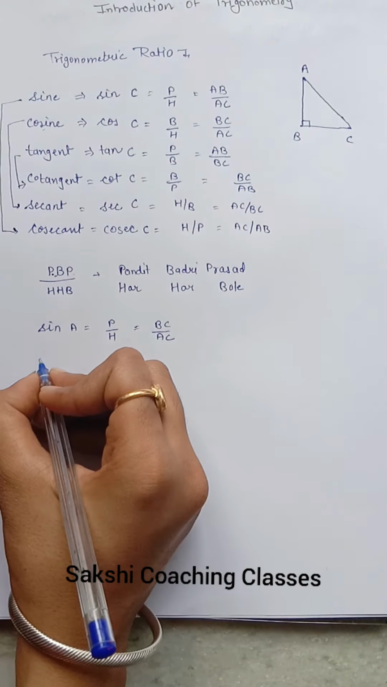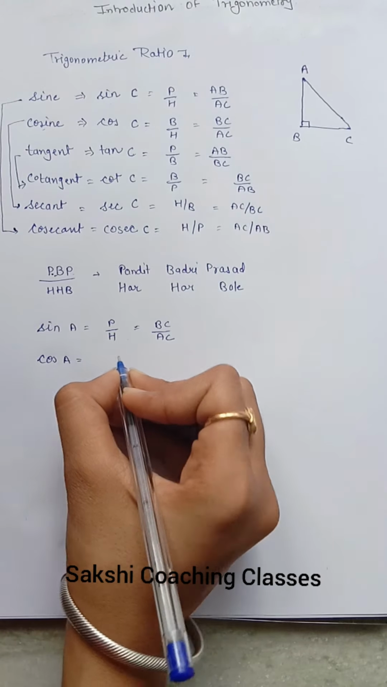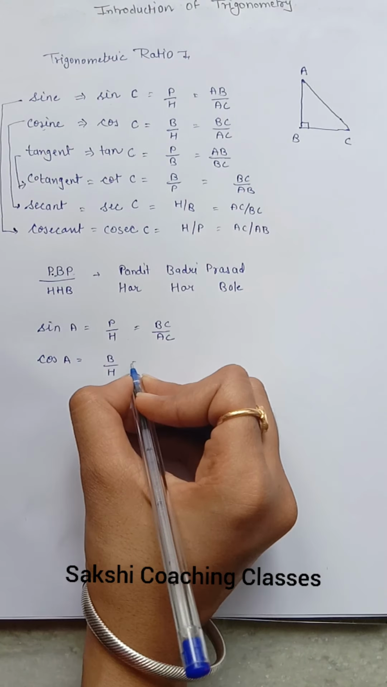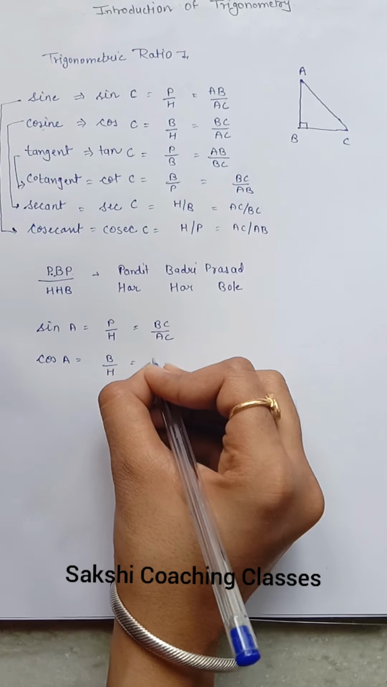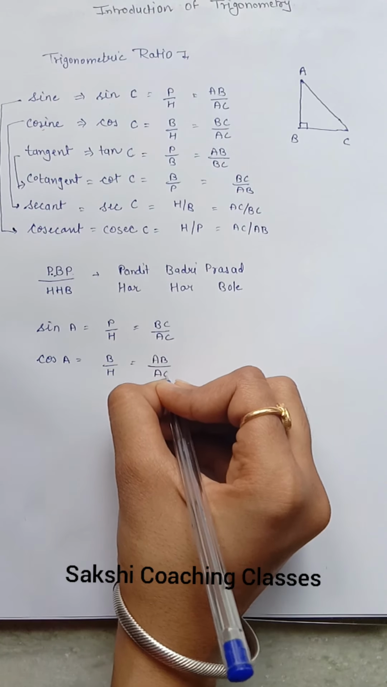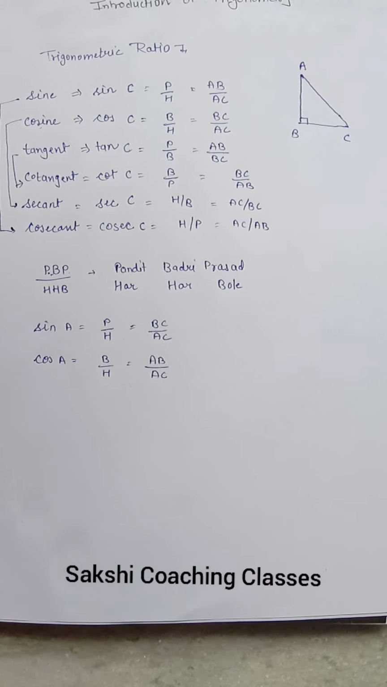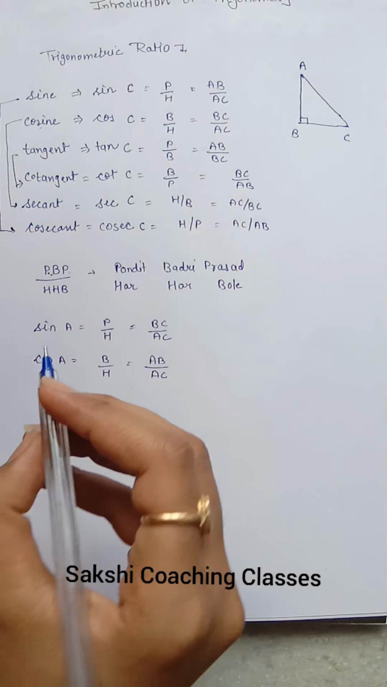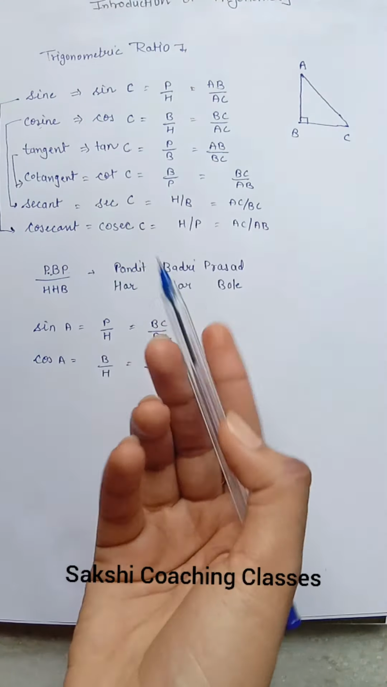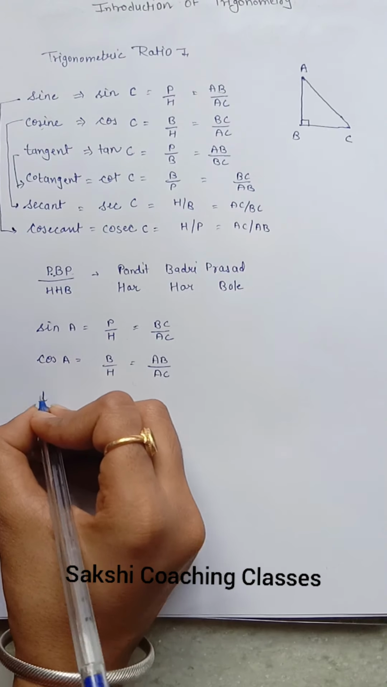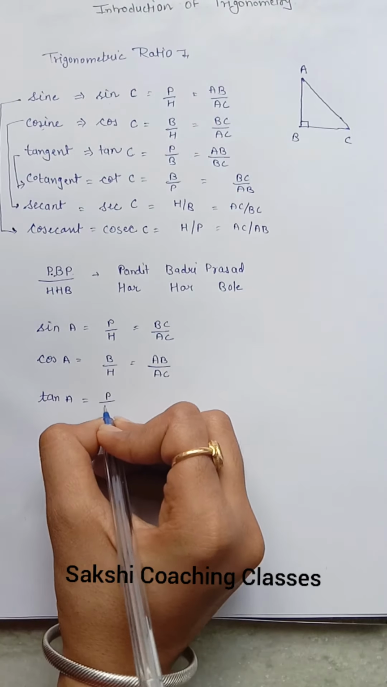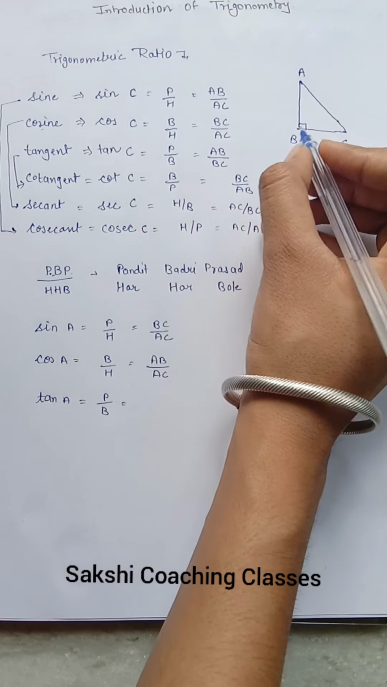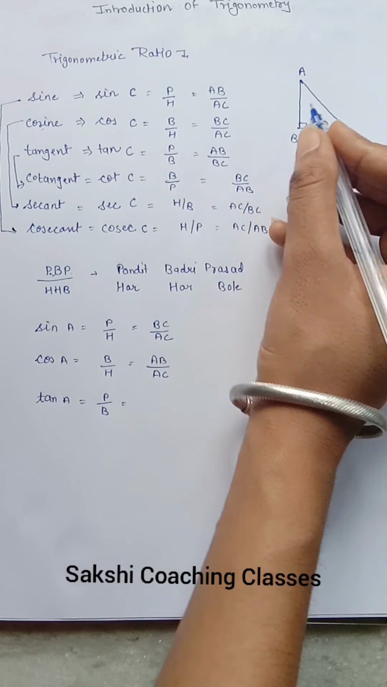Okay, if you have to find the cos of A, that will be the base upon hypotenuse, and for A, the base will be AB. Again, I am saying it. This is a very important thing. You have to know this: the difference between sine A and sine C. Now, tan A. The formula will be the same, perpendicular upon base. But here, perpendicular is BC and the base is AB.